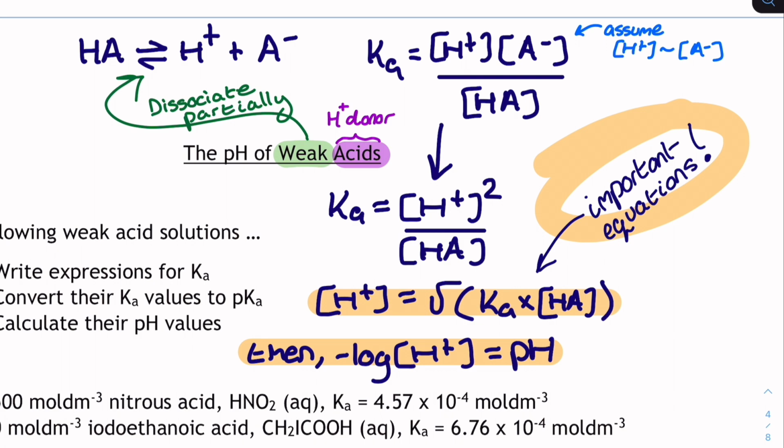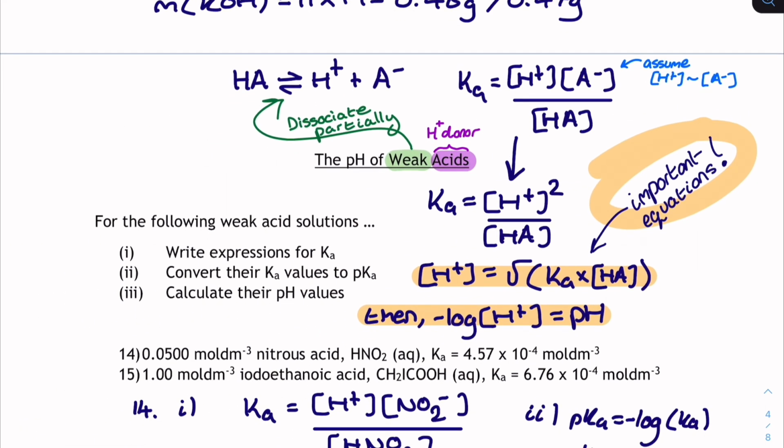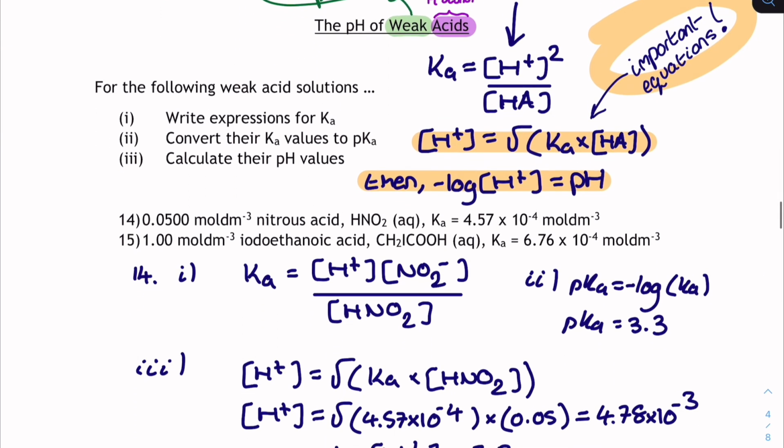So you need to be ready for anything with the weak acids. And of course, as I mentioned a moment ago, they lead on to weak acid buffers. So let's have a look at these questions, and you can see for each one of these weak acids for 14 and 15, I've asked you to write the expressions for Ka, convert the Ka values to pKa, and then calculate the pH values of the solutions.